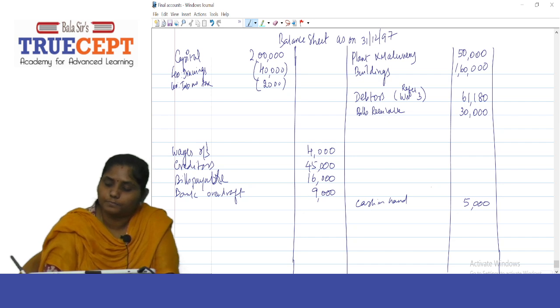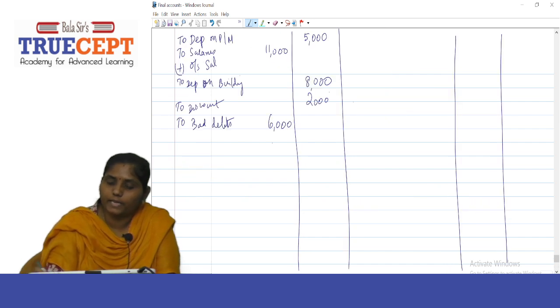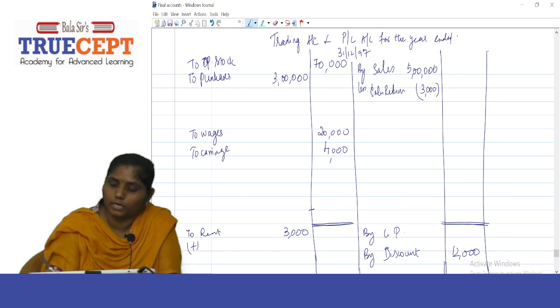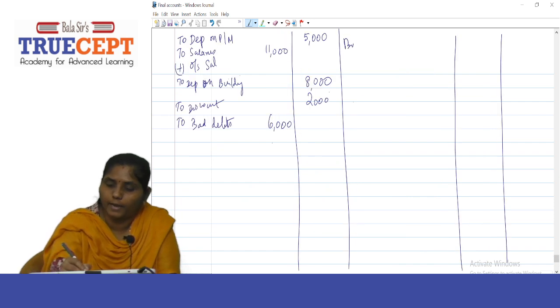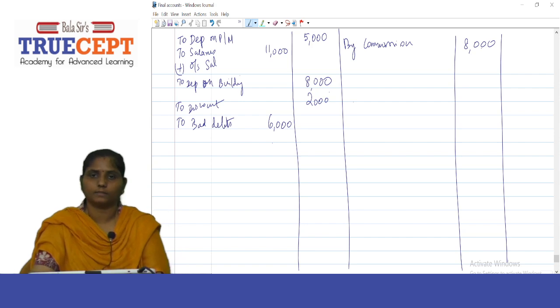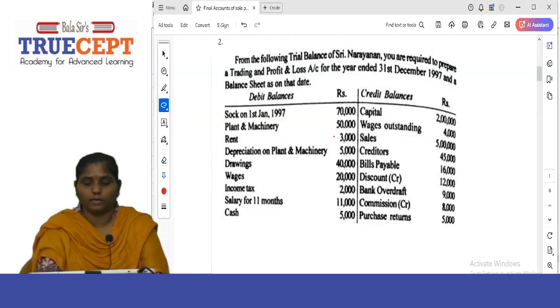Next comes your commission received. Commission received again is my income. I'll put it in my P&L account credit side. So I don't have a space here. I'll put here by commission. How much? 8,000. 8,000 rupees outer column. No adjustments on all that, right? Yeah. So done with all the items.